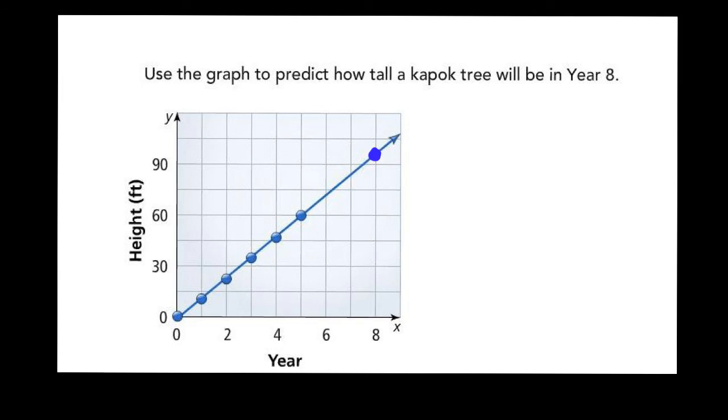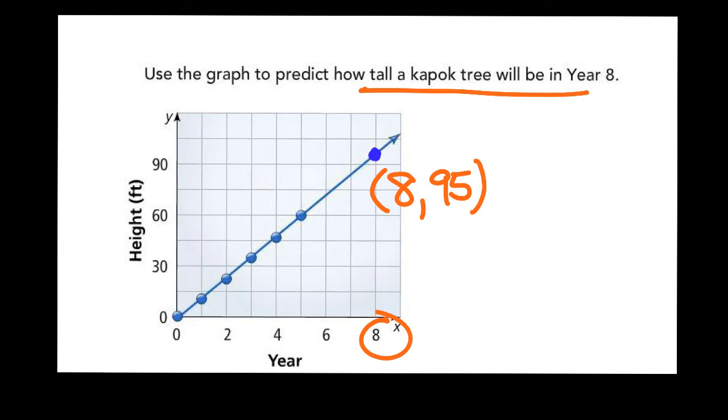So that point should be called point 8, because I go with the x value first, comma, and what did I say it was? 95? Is that what I said it was? 95, 96. I'll go with 95. So that is (8, 95). So how tall will the kapok tree be in year 8? Approximately 95 feet tall. And that's it.